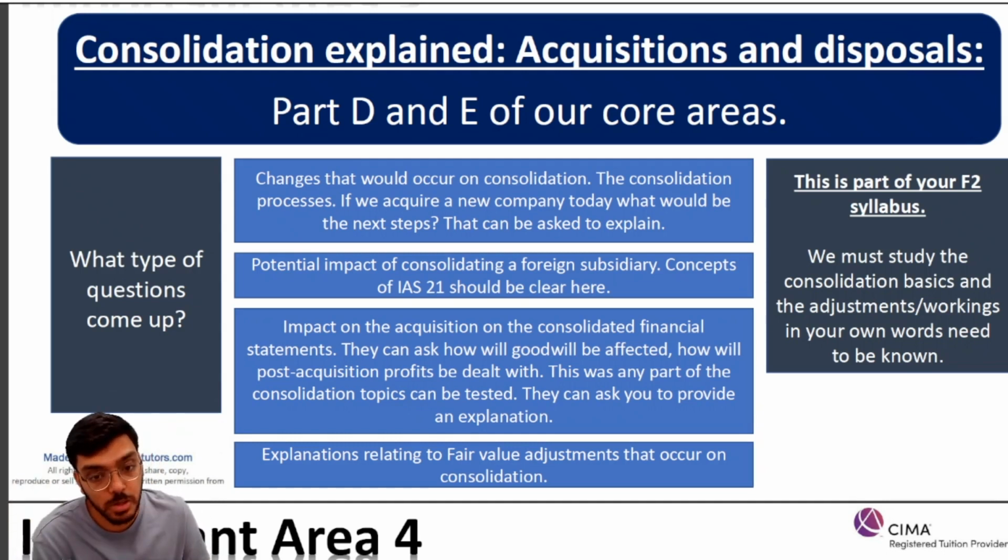Fourth, explanations relating to fair value adjustments that occur on consolidation. So when you are acquiring a new company, there can be certain fair value adjustments that you need to make on consolidation. So how do you account for the same? How do you note the same? That is often asked in the exam. So these are possible exam scenarios that often come up, and this is directly part of your F2 syllabus. You must study the consolidation basics and the adjustments or workings which you must know in your own simple words.